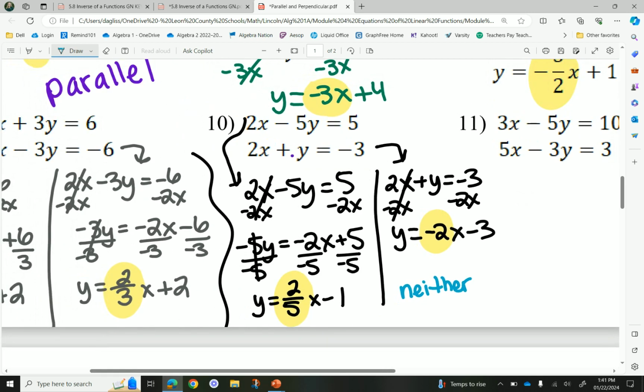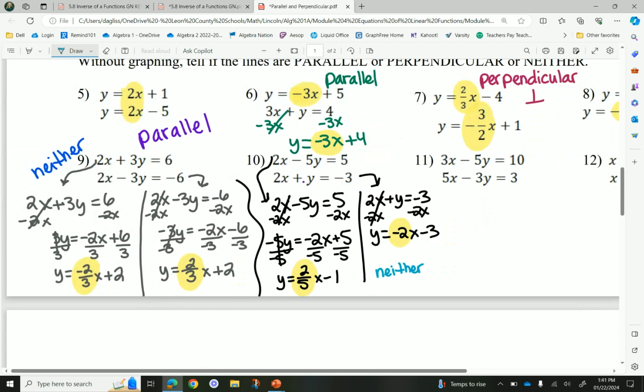Number 9 was also neither. So far I think 8, 9, and 10 have all been neither.